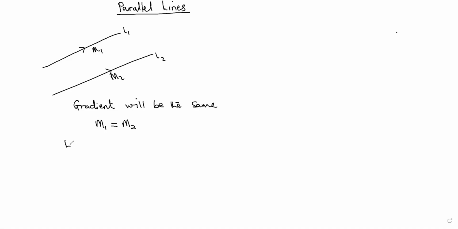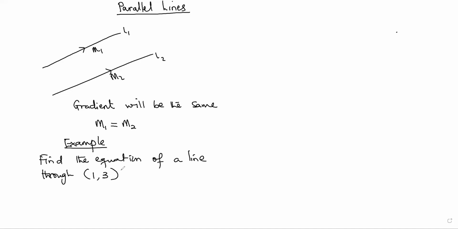Okay, so let's take some examples and solve. Find the equation of a line through (1, 3) and parallel to 3y plus 12x plus 1 equal to 0.